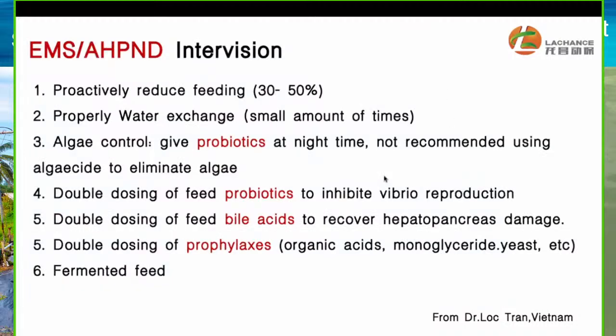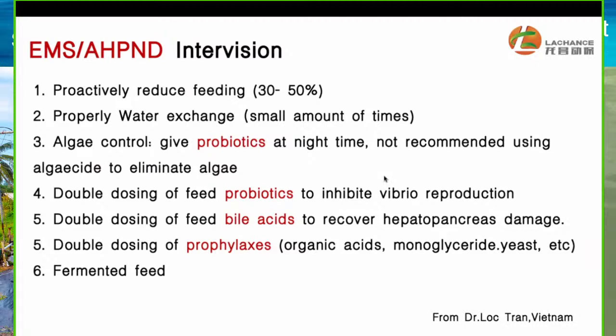So here are the suggestions from my side, the interventions on the EMS and HPND. The first, we'd better proactively reduce the feeding. The suggestion is about 30 to 50% of the feeding amount. And what's the reason? Maybe you guys can guess and share in the chat box.